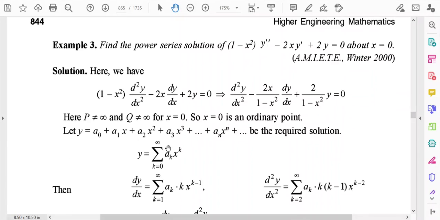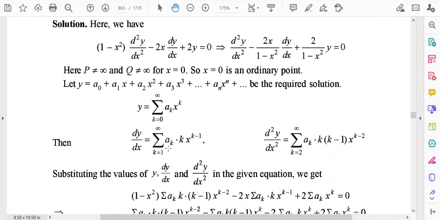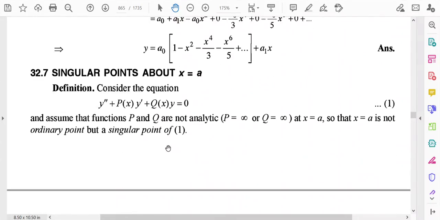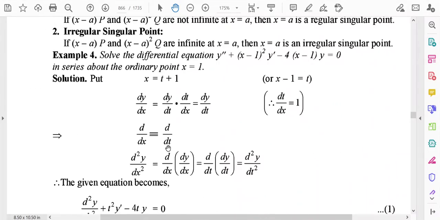So there are different types. There may be different types of differential equation, and we can solve this. Let us take a little bit different example. Suppose the equation is y double prime plus (x minus 1) whole square y prime minus 4 into x minus y is equal to 0. Now you see that they have asked to solve this equation about the ordinary point x is equal to 1.